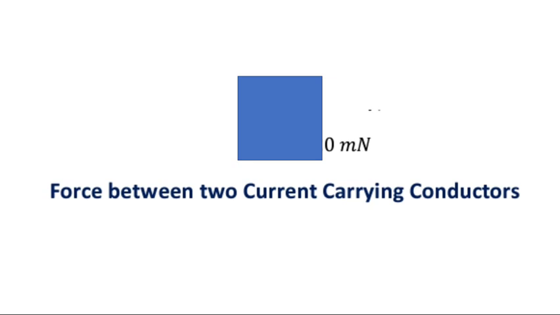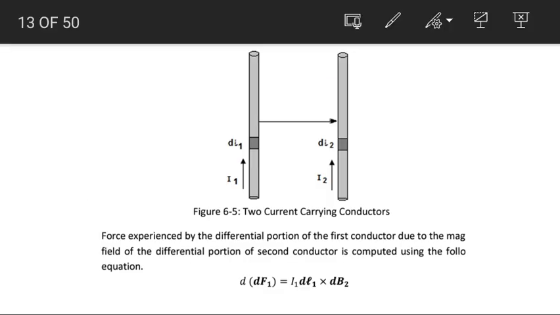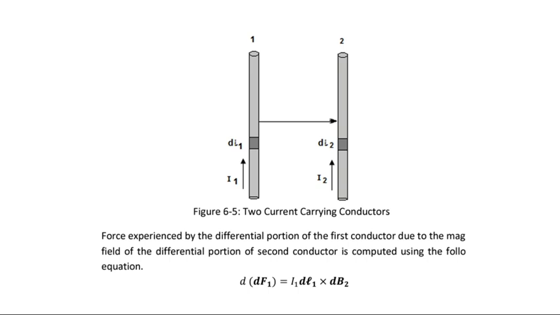Force between two current carrying conductors. So we consider two current carrying conductors in figure number 6.1. The current in conductor number 1 is I1.